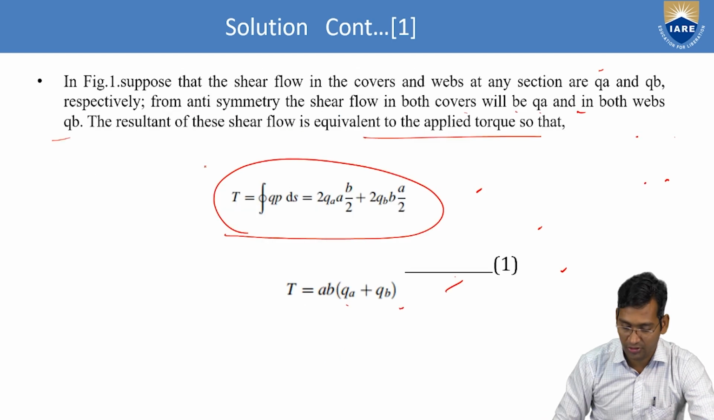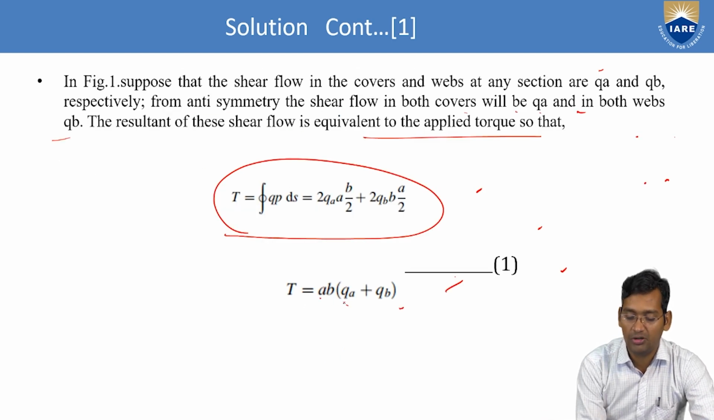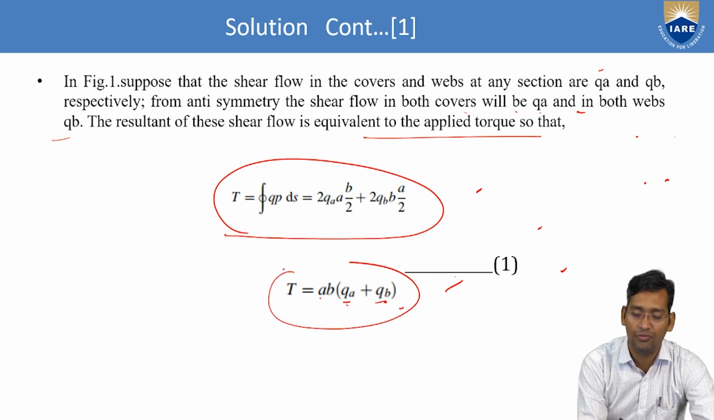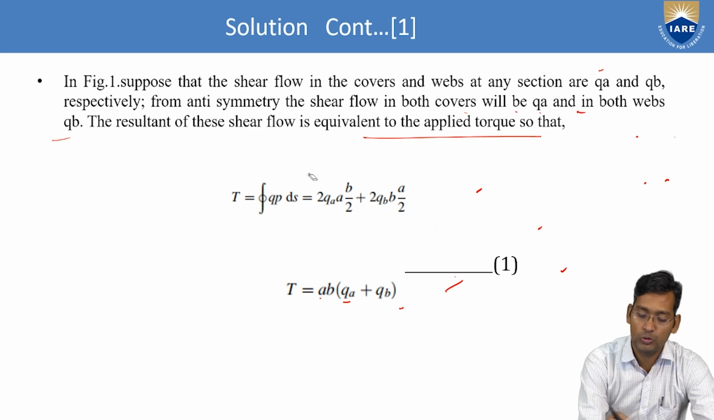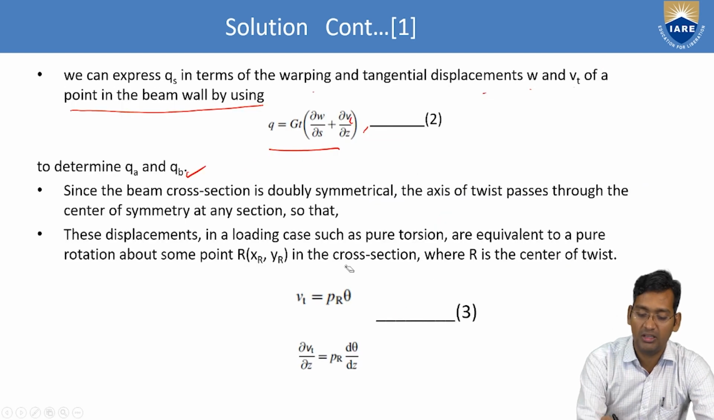So now what is required here? We know A and B, but we don't know QA and QB. Once we know QA and QB, we substitute here and we will get the value of the applied torque. So first we need to find QA and QB. How will we find them? By the shear flow equation.